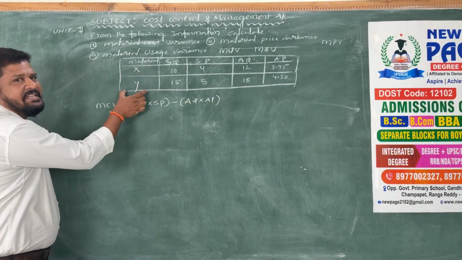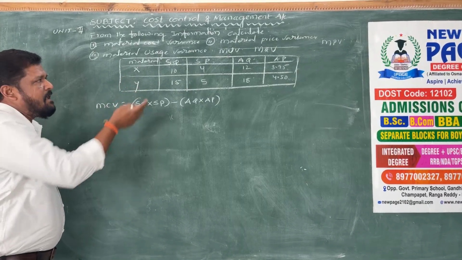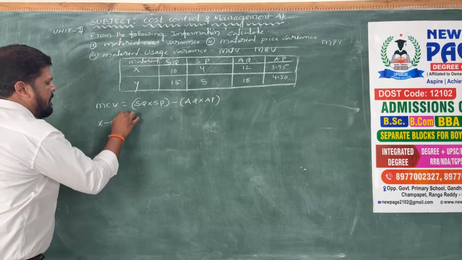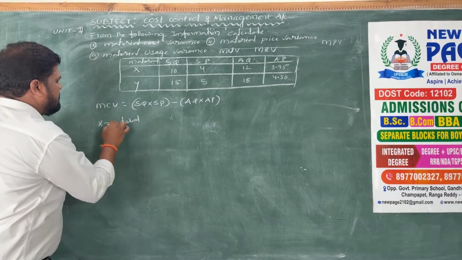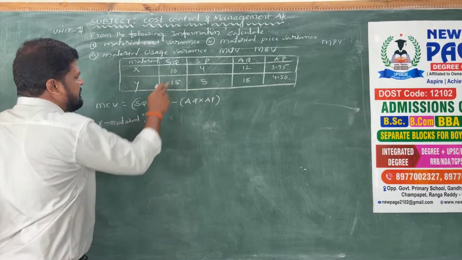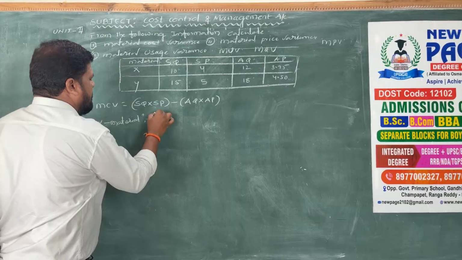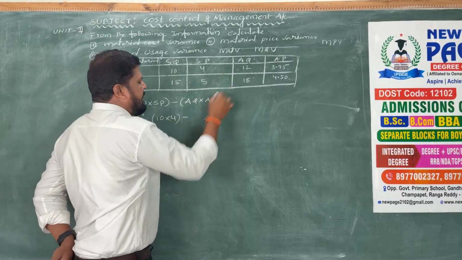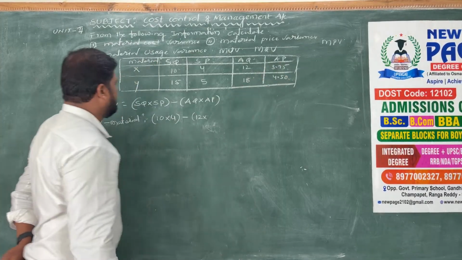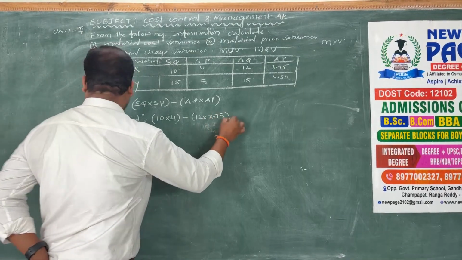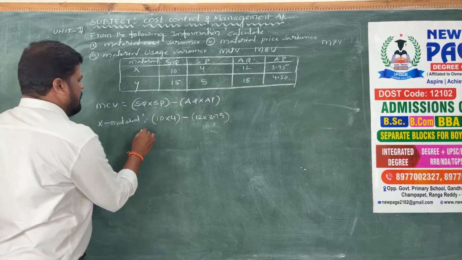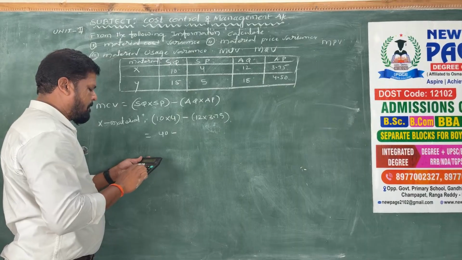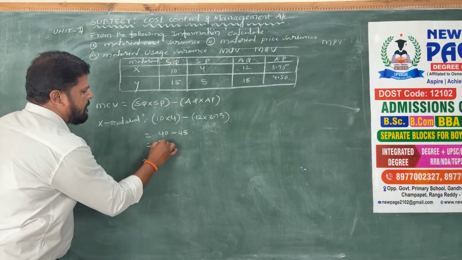You are given two types of materials, so you have to find out separately, material X and material Y. First, material X. MCV is equal to, substitute these values in this formula: SQ is 10 and SP is 4, minus actual quantity 12 into actual price 3.75. 10 into 4 is 40, minus 12 into 3.75 is 45. Here minus 5.